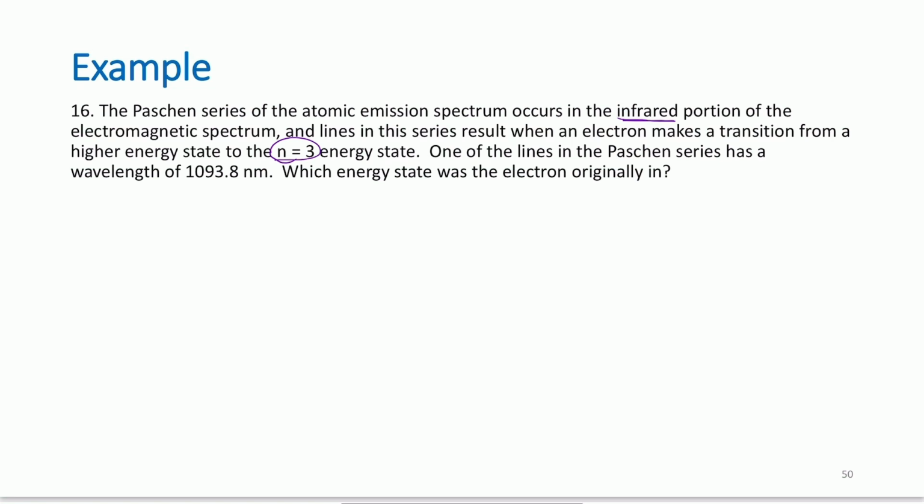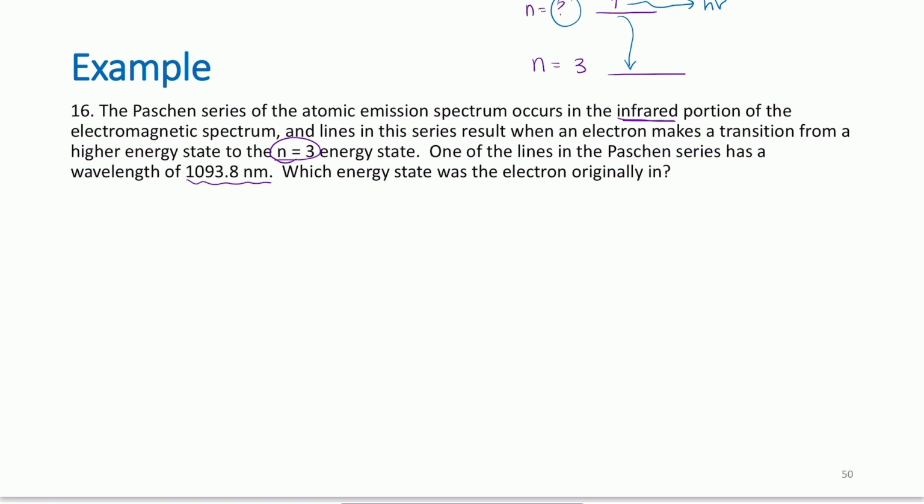And the lines in this series result when an electron makes a transition from a higher energy state to the n=3 energy state. One of the lines in this series has a wavelength of 1093.8 nanometers. I want to know what energy state was the electron originally in, which means I'm falling to the n=3 state, and I'm at some other level up here, and I've got an electron that's going to emit a photon at 1093.8 nanometers and fall to this level. And I want to know what is this original level.